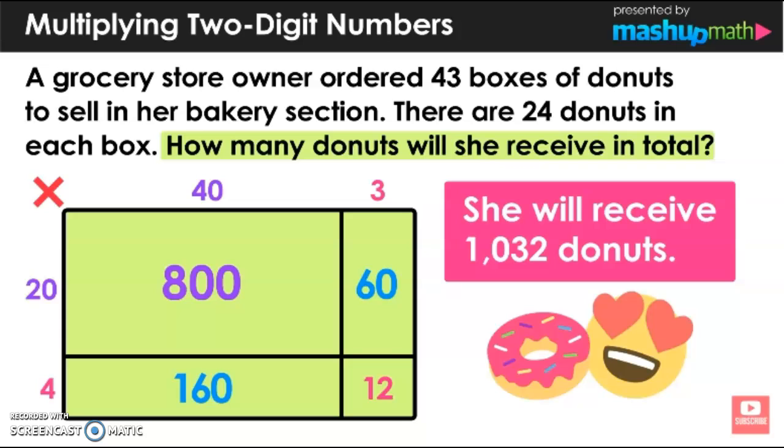Oh yeah! So whenever we have to multiply weird numbers like 43 and 24, try using strategies like constructing a visual area model to find the product.